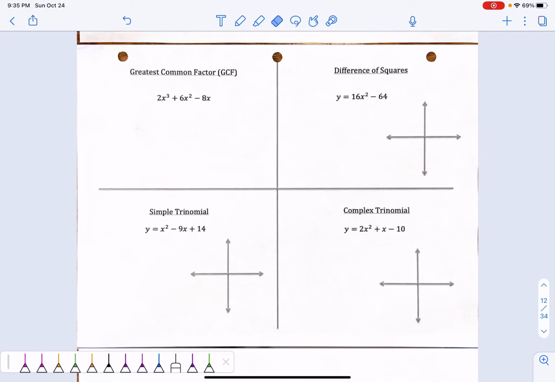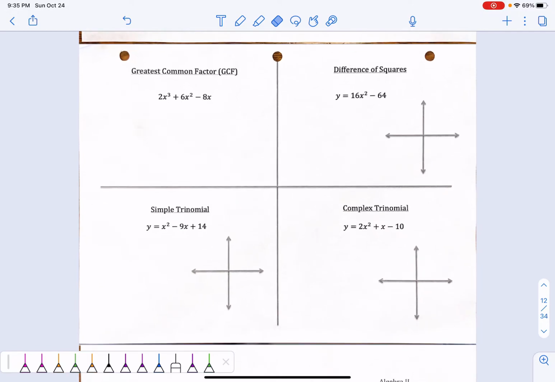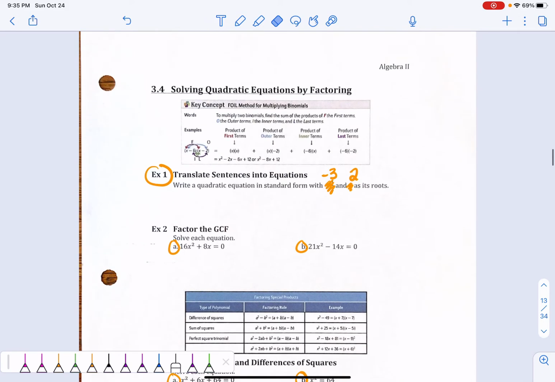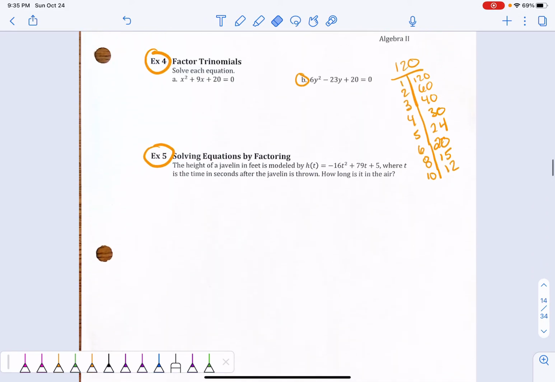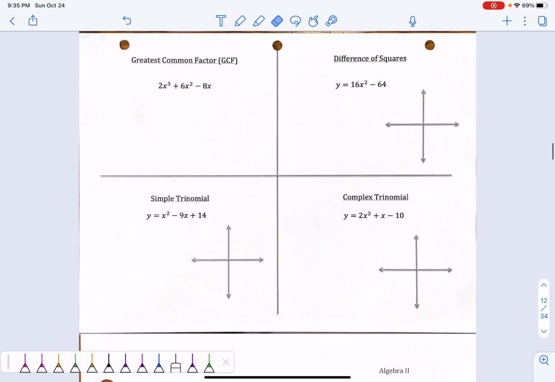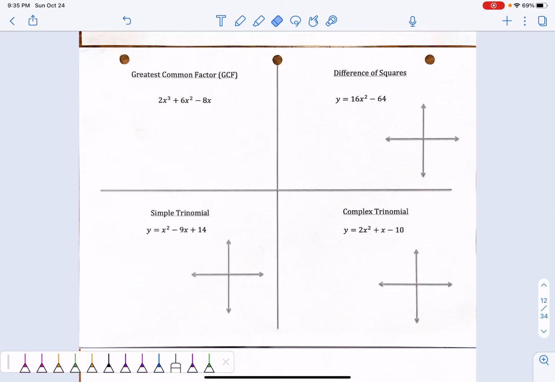So this first one looks like this. It's the 4 quadrants, and then you have the actual notes for 3-4, and then you should have the homework assignment for 3-4. So I'm going to start by just kind of skipping around all over the place.